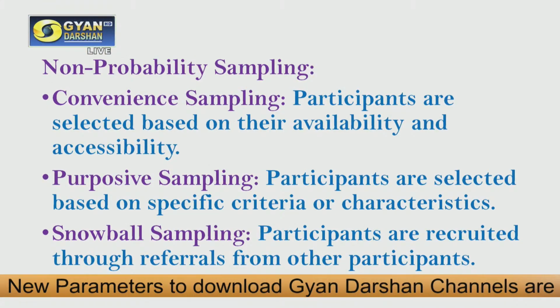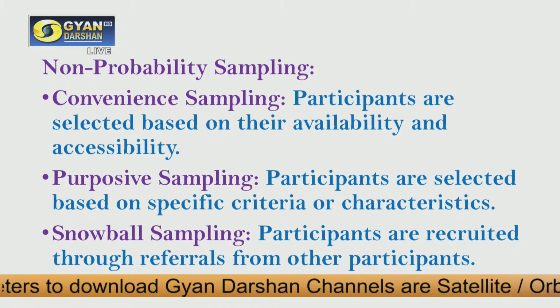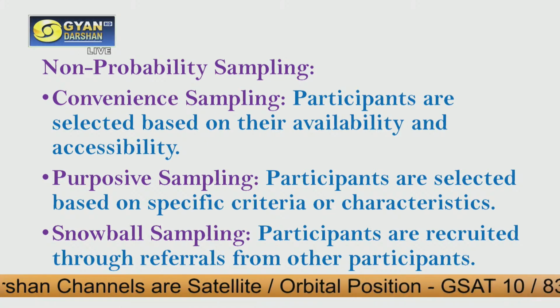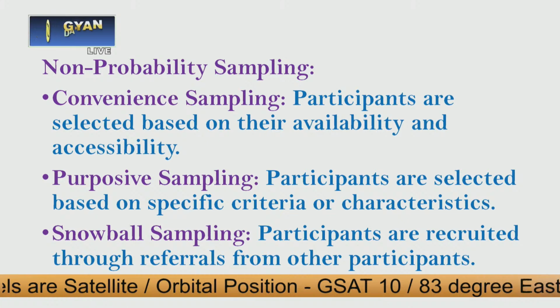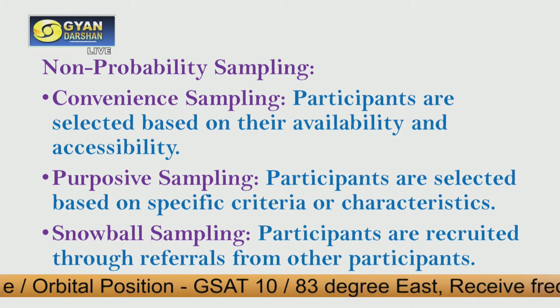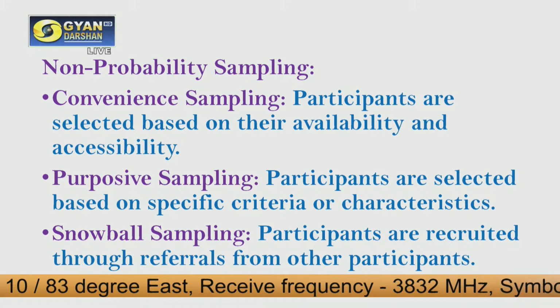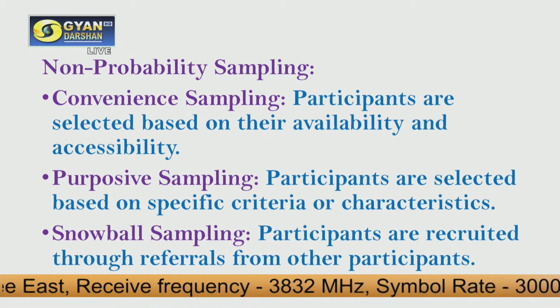Purposive sampling is based on the purpose of the study. As I already quoted, smokers. You want to study smokers. Smoking causes cancer, and in that you want to study smokers. Because of the purpose of the study, you are selecting smokers.